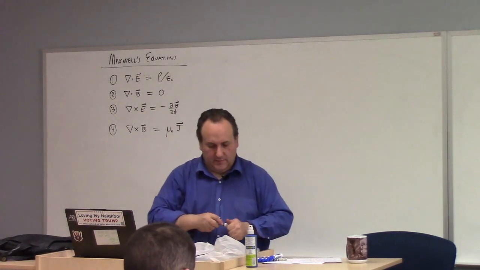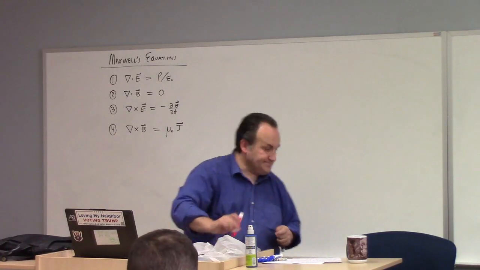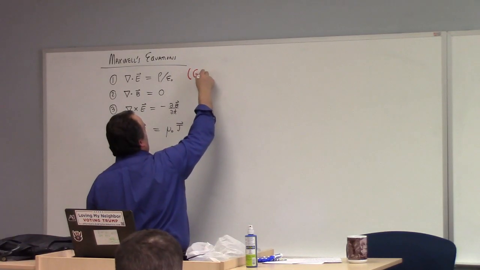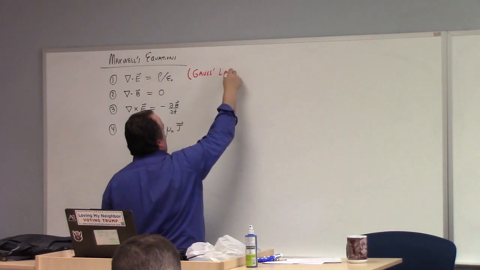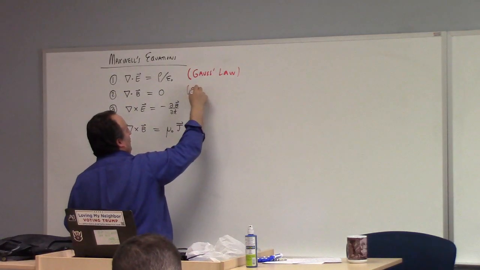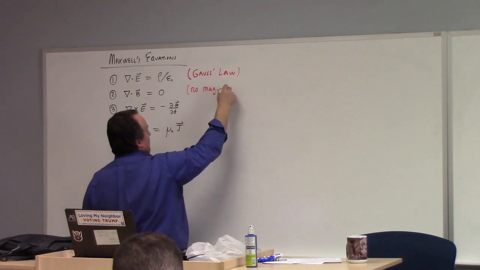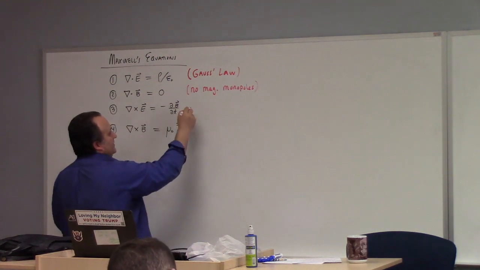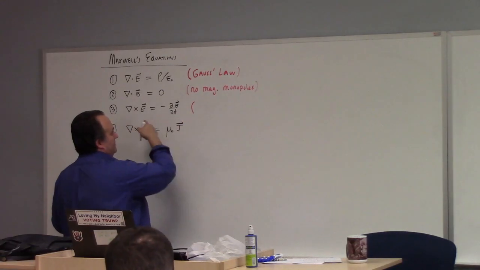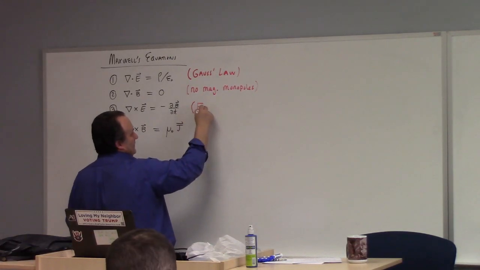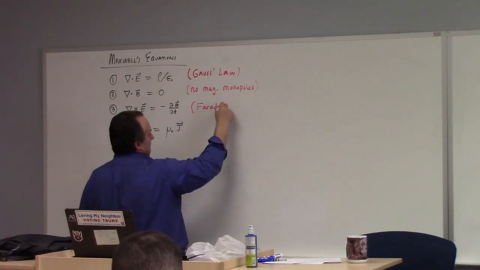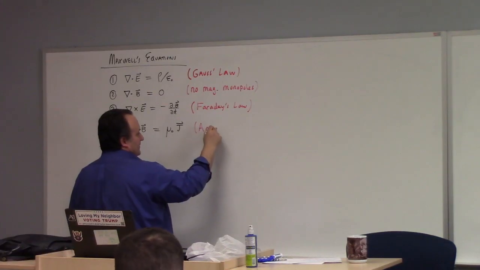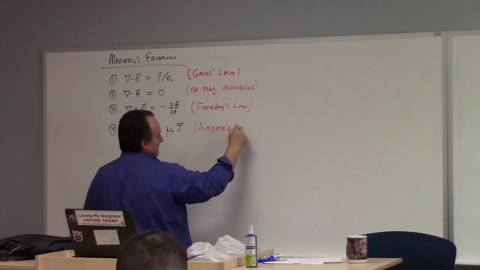All right, so what are we up against here? You guys remember this is Gauss's law, right? This one is no magnetic monopoles, right? This one is our most recent addition. This is what? Faraday's law. And this here is Ampere's law. All right?